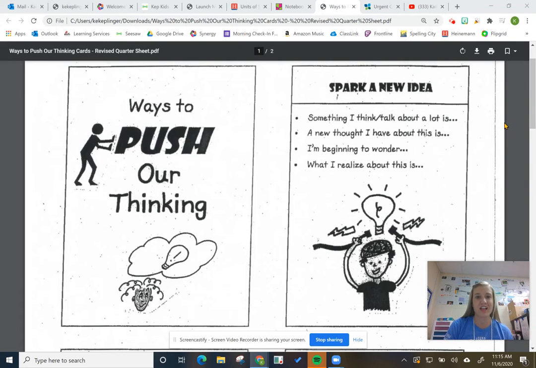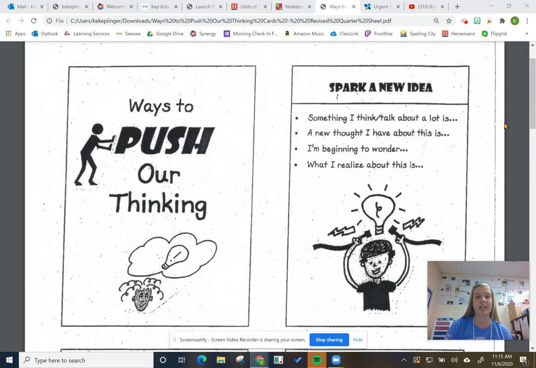Hi, authors. So, today we're going to be looking at how we can push our thinking. Remember, the stage of the writing process that we are on right now is the revising stage. Tomorrow, we're going to look through the lens of an editor, and we're almost through that full circle of the writing process. But today, we're still going to be focusing on revision.